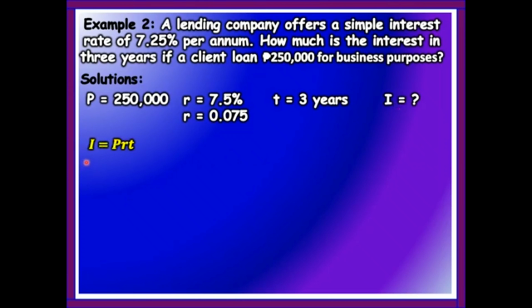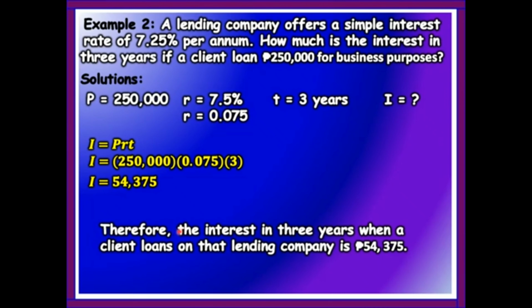So the formula to find the interest, we have I equals to P times R times T. So let us substitute the given to this formula. So that's going to be I equals to 250,000 times 0.0725 times 3. So multiplying these three numbers, you will get 54,375. So that is the value of I. Therefore, we can say that the interest in 3 years when a client loans on that lending company is 54,375 pesos. Okay, so let us proceed to the next question.